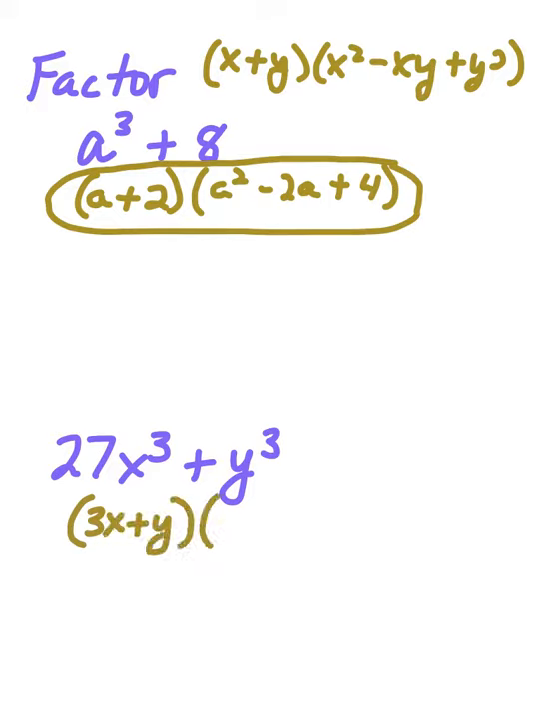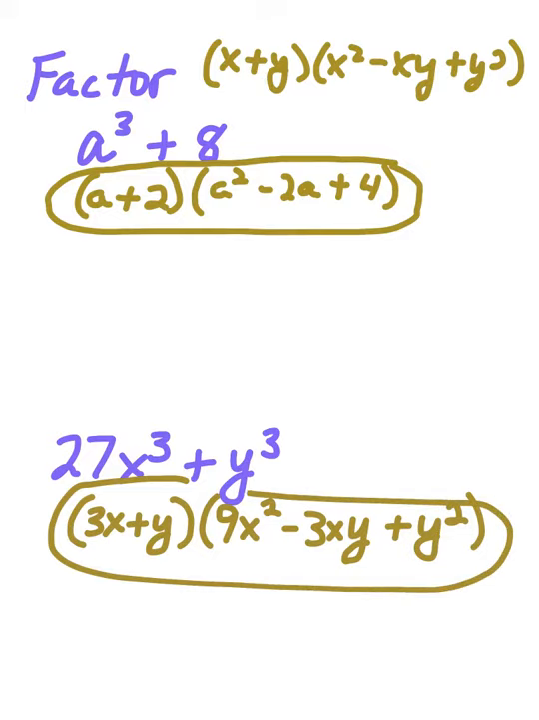Now a squared this time would be 9x squared minus 3xy, and then plus y squared. Nothing more to do there.